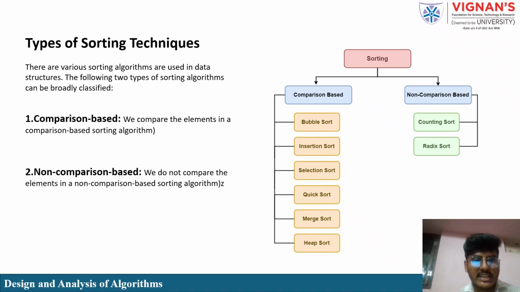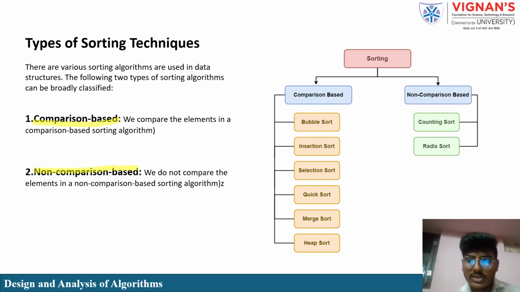Types of sorting techniques. There are various sorting algorithms used in data structures. The following two types of sorting algorithms can be broadly classified: one is comparison based and the other one is non-comparison based. We compare the elements in a comparison based algorithm. We do not compare any of the elements in non-comparison based sorting algorithms.